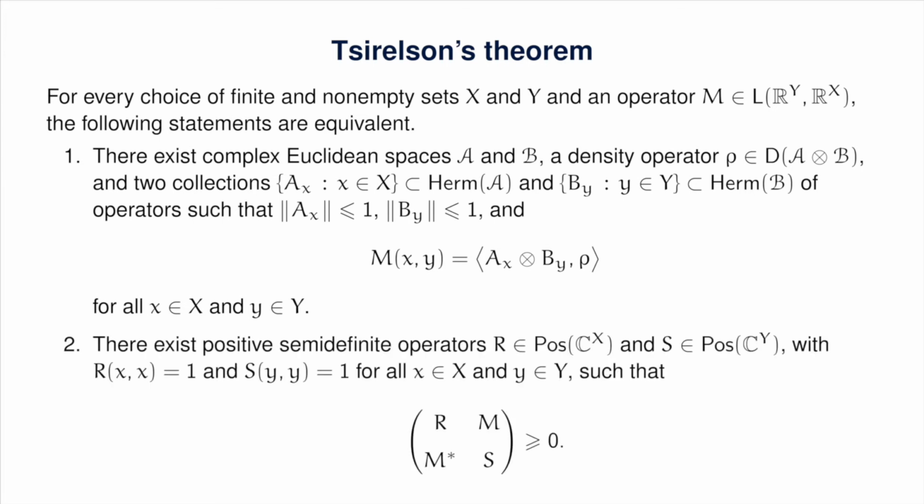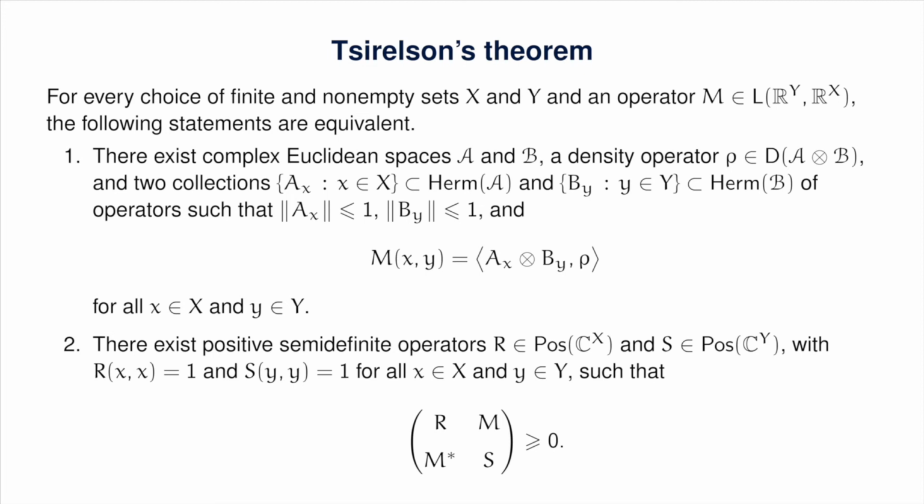The second condition is remarkably simple. It says that it is possible to put M and the adjoint of M, or equivalently the transpose of M because M is real, on the off-diagonal blocks of a 2x2 block matrix, and put some choice of matrices R and S having diagonal entries equal to 1 in the diagonal blocks in such a way that the entire block matrix is positive semi-definite. And that's it. It's really quite striking that these two conditions are completely equivalent.